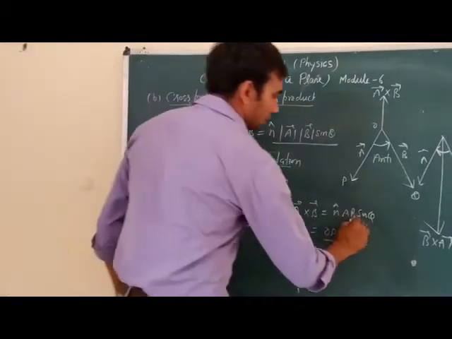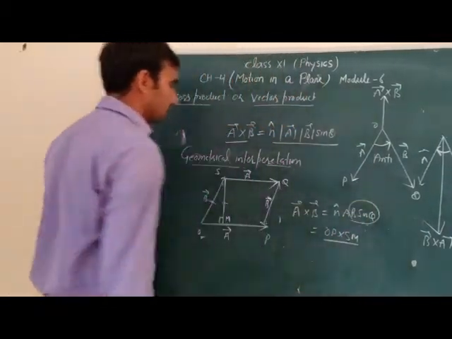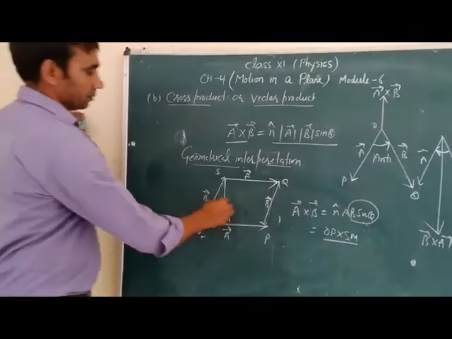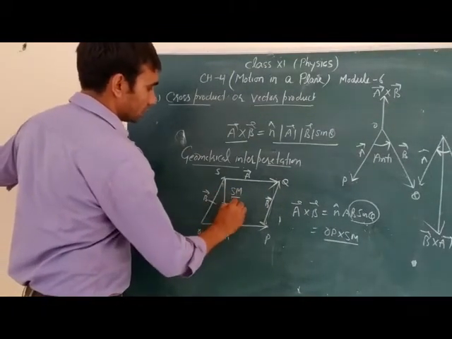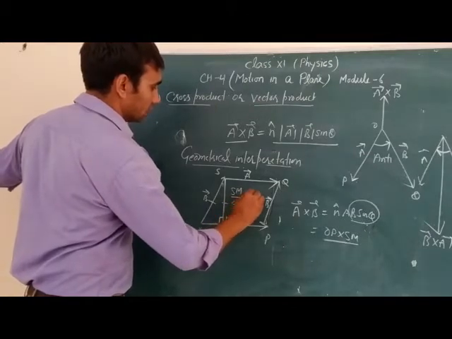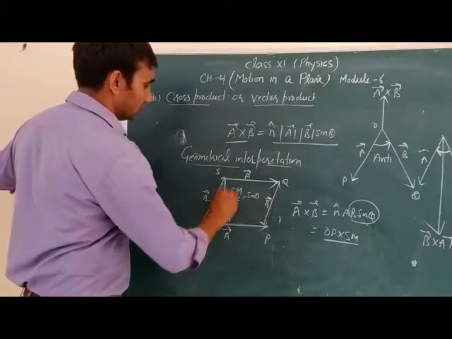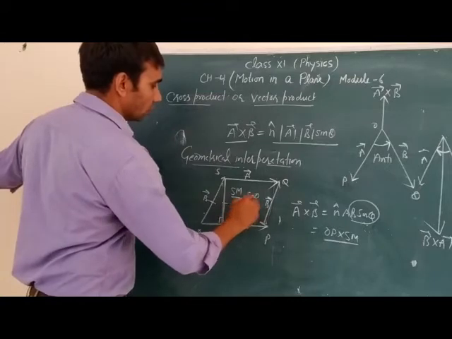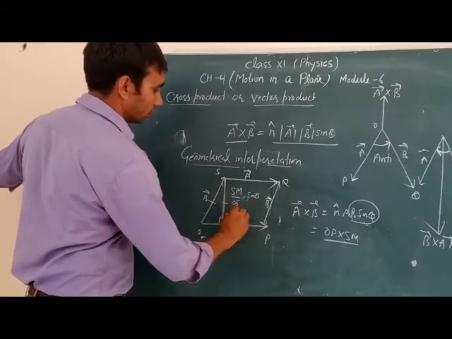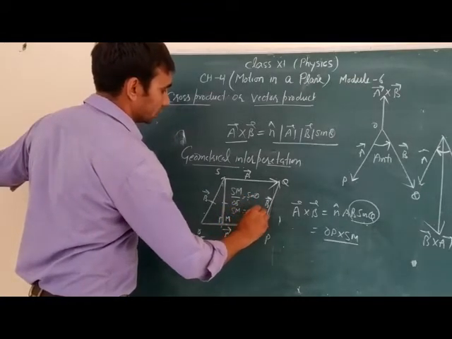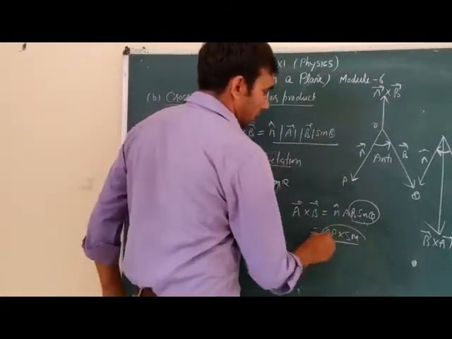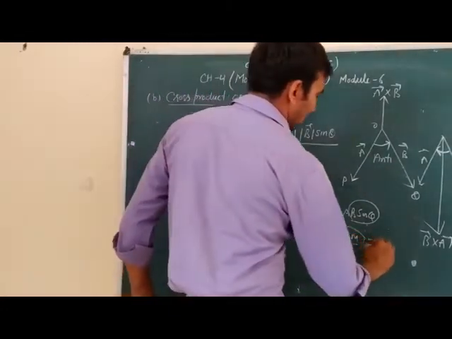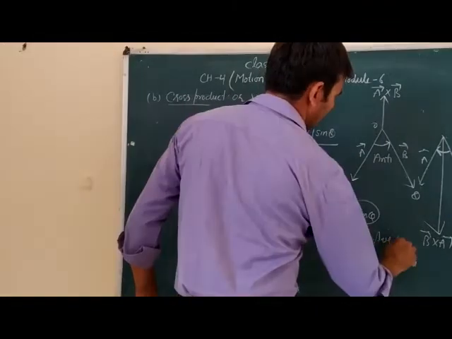B sin theta, that is equal to B sin theta. SM divided by OS is equal to sin theta. So SM is equal to B times OS sin theta. This is equal to the area of a parallelogram.